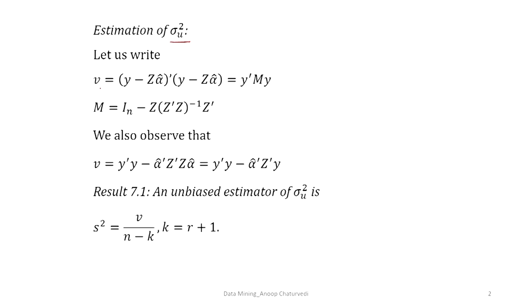Now, suppose you write V equal to (Y minus Z alpha hat) transpose (Y minus Z alpha hat). As we discussed in the last lecture, we may write this as Y transpose M Y, where M is equal to I n minus Z (Z transpose Z) inverse Z transpose. In fact, M is an idempotent matrix, so that M square is equal to M. Then we also observe that V is equal to Y transpose Y minus alpha hat transpose Z transpose Y.